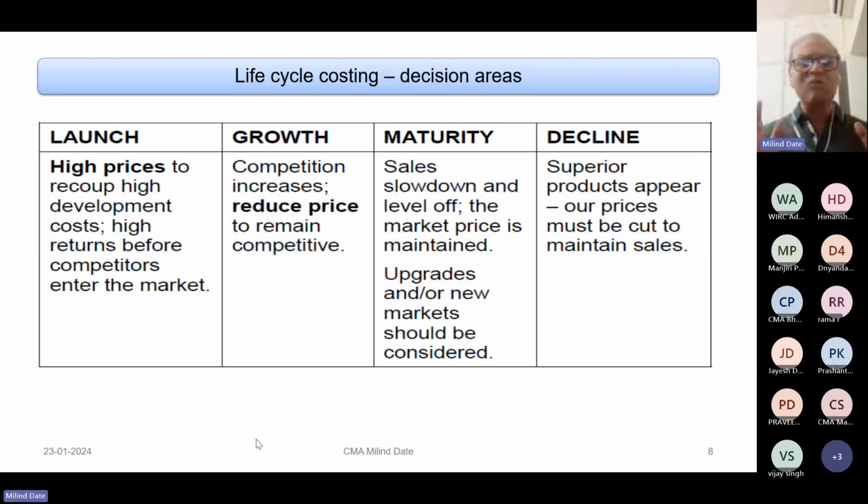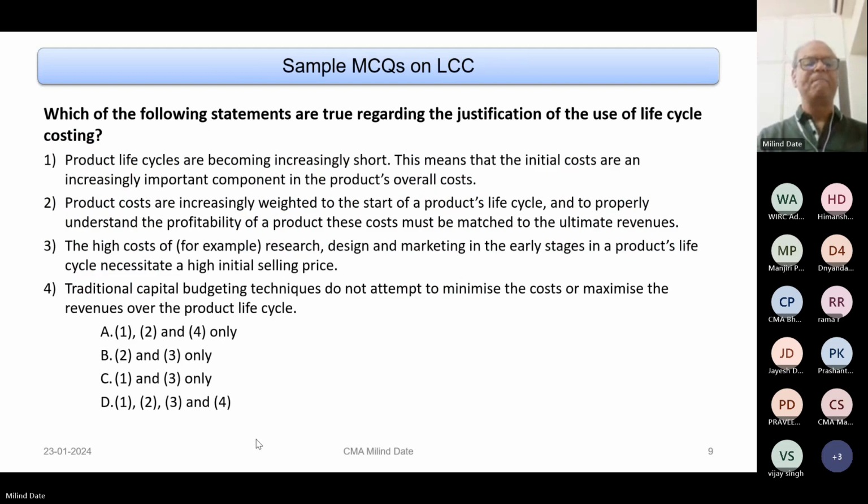So that's about life cycle costing, and that's about the approach that I highly recommend you should be using. Let's quickly try a couple of multiple choice questions on this. Now, this is the first question. Look at it, and I want you to put your answers in the chat box. Which of the following statements are true regarding the justification of the use of life cycle costing?